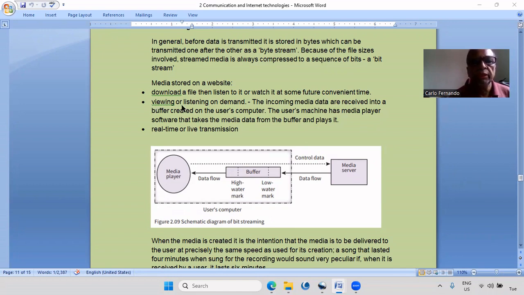Second way is viewing or listening on demand. The incoming media data are received into a buffer created on the user's computer. Buffer is a temporary memory area. The user's machine has media player software that takes the media data from the buffer and plays it.